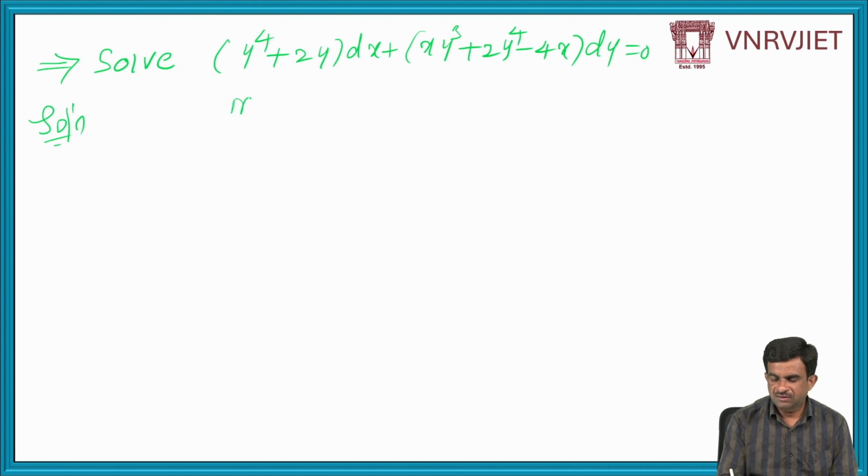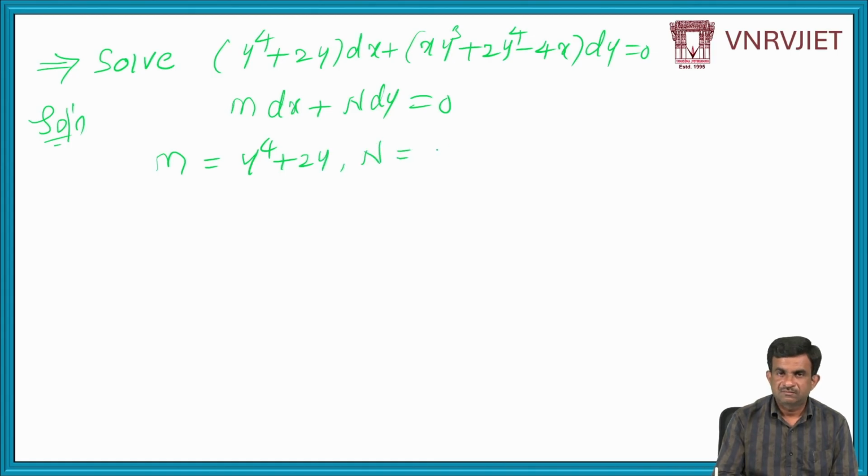This is in the form M dx plus N dy equal to 0, where M is equal to y power 4 plus 2y, and N is equal to xy cube plus 2y power 4 minus 4x.